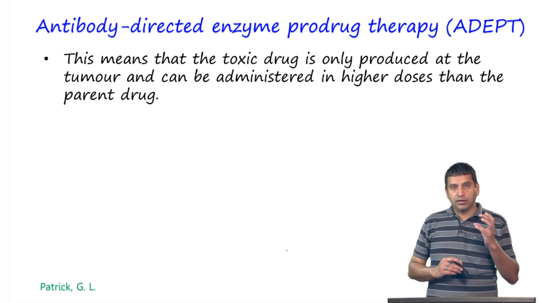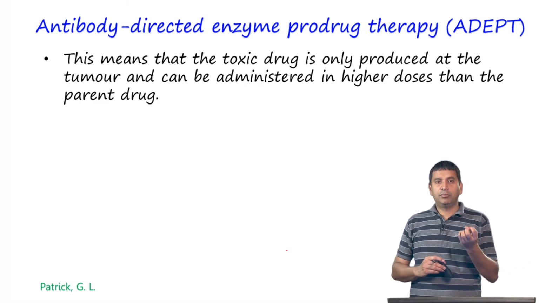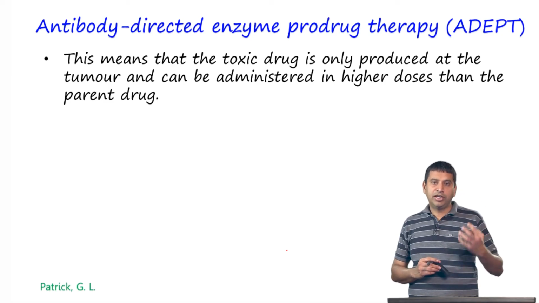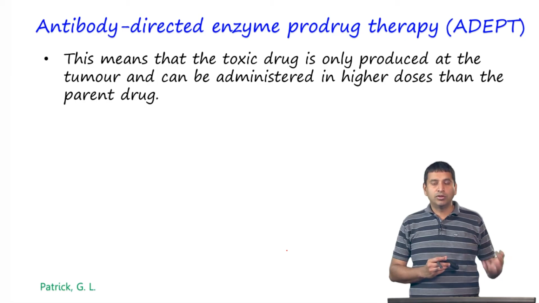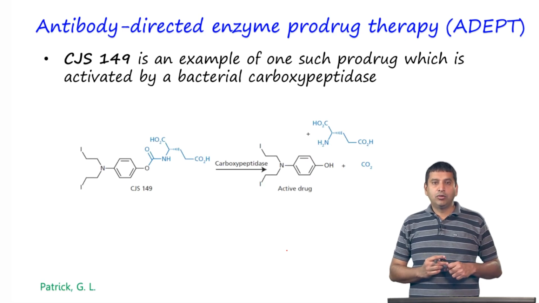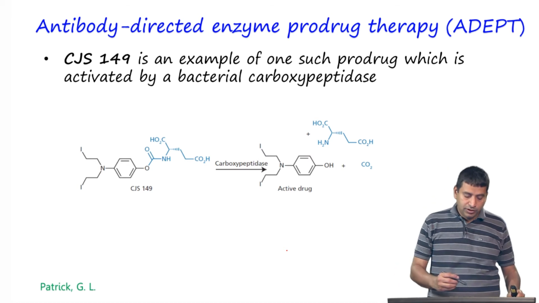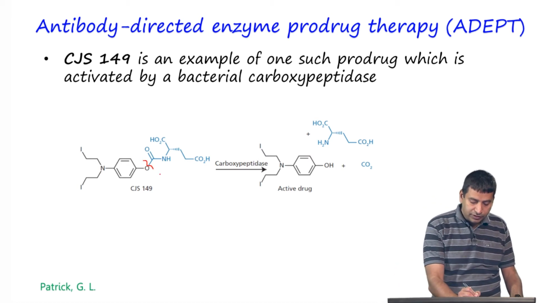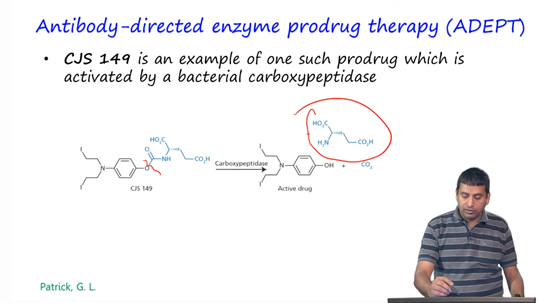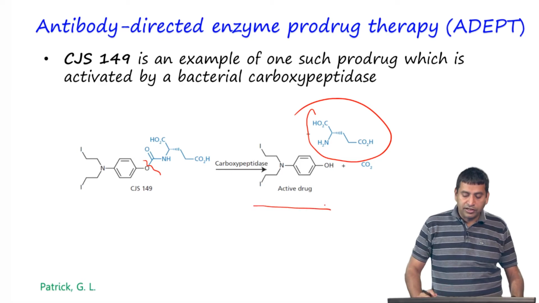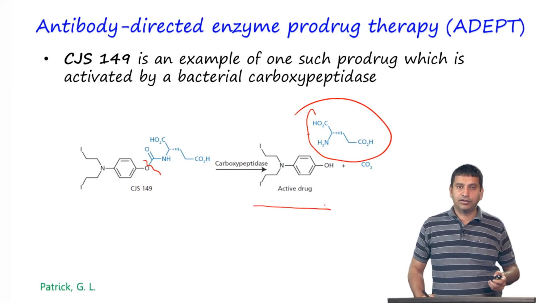Therefore the cancer drug, which is toxic, is produced only in the proximity of the tumor, and so we can administer the drug at a very high dose and not worry too much about the toxicity. The example we can look at is CJS 149, a molecule which is activated by bacterial carboxypeptidase. The carboxypeptidase cleaves at this site and produces this amino acid and carbon dioxide. And here is the active drug, which in this case is a DNA alkylating agent.